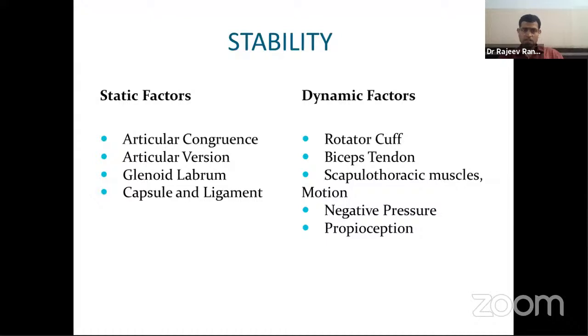So what are the factors responsible for maintaining the stability of the shoulder joint? They have been divided conventionally into static and dynamic factors. The static ones are the articular congruence, the articular version, the retroversion of the humeral head and the glenoid, the fibrocartilaginous glenoid labrum, and the capsule and ligaments. The dynamic ones are the rotator cuff muscles, the biceps tendon, the scapulothoracic muscles and movements, negative intra-articular pressure, which is around minus 40 mm of water, and the proprioception of the joint.